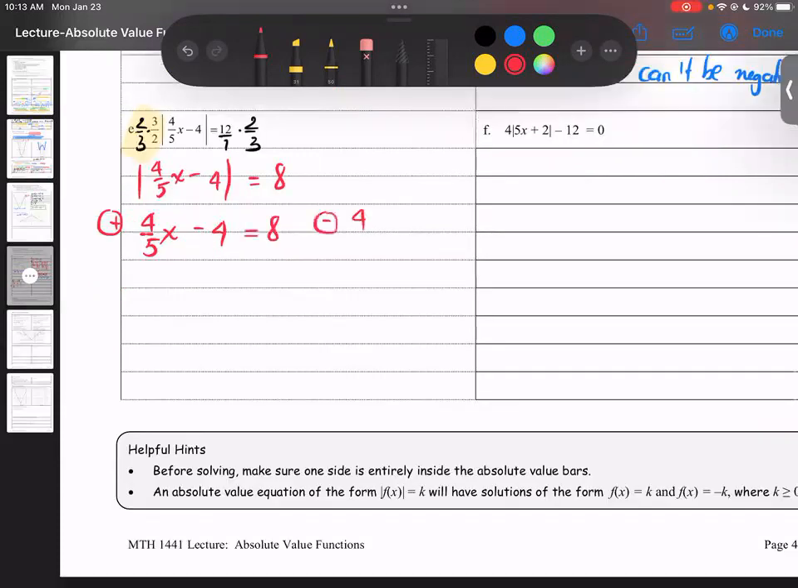So negative 4/5 x minus 4 equal 8. 4/5 x equal 12. Multiply both sides by 5/4. It's equal to 12 divided by 4 is 3, 3 times 5, 15.